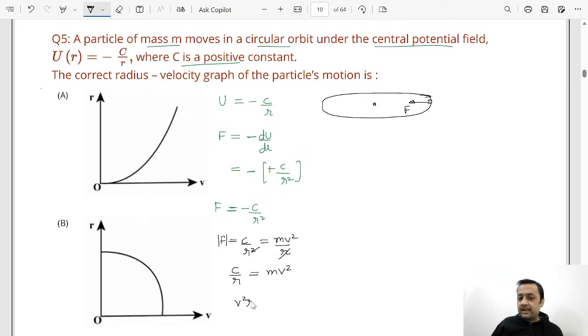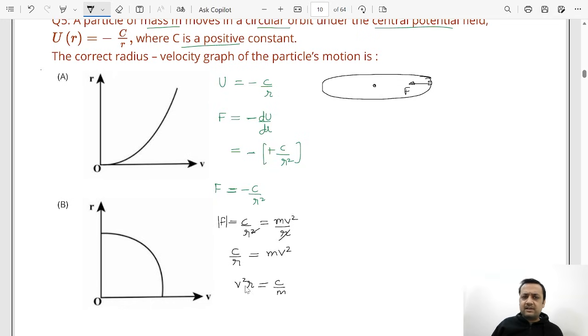So what do we understand? That v² × r will be equal to C/m, hence v² × r is constant. That simply means that if one of the things increases, suppose speed increases, then the radius should decrease, and if the radius increases, then the speed should decrease.